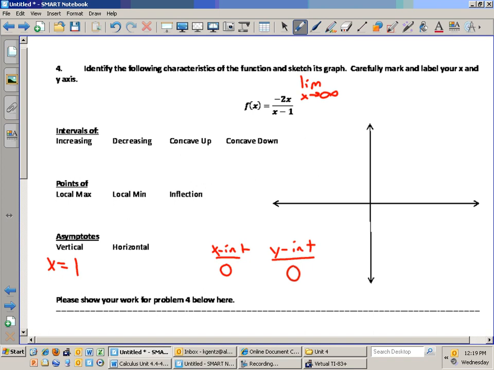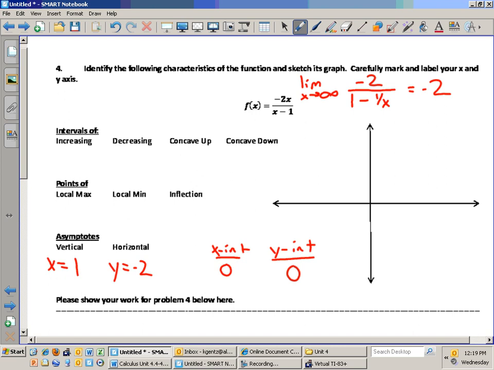x. Negative 2x over x is negative 2. x divided by x is 1, minus 1 over x. 1 over x goes to 0. So you're left with negative 2 over 1, which is negative 2. So my horizontal asymptote is y equals negative 2.